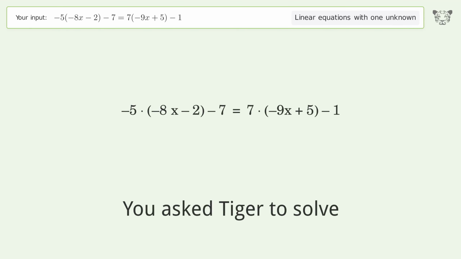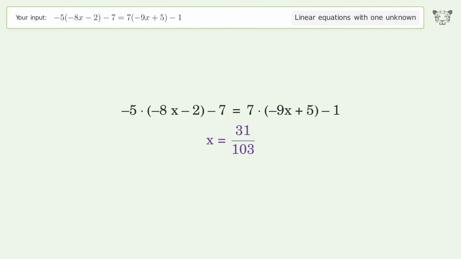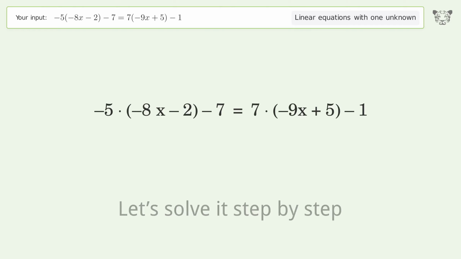You ask Tiger to solve. This deals with linear equations with one unknown. The final result is x equals 31 over 103. Let's solve it step by step.